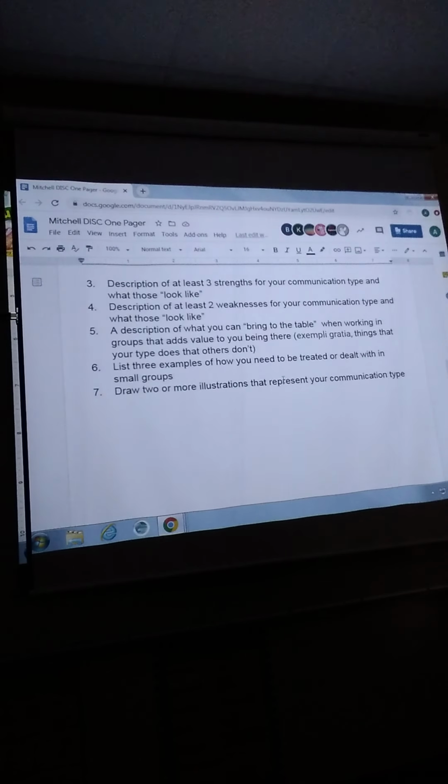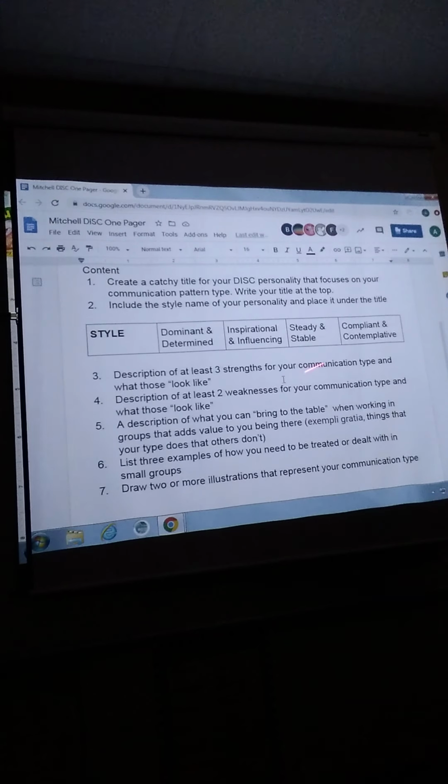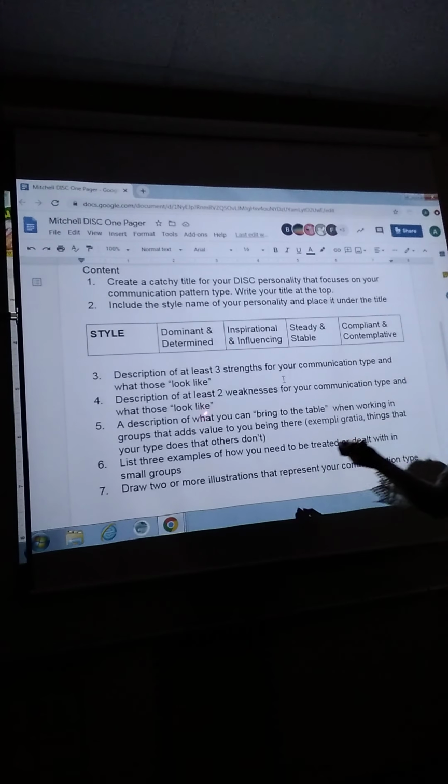Scroll down, okay? Give descriptions, at least 3 strengths for you, for your communication type, and what they look like. Okay, so don't just say, I take control. What does that look like? You need to write a complete sentence that details what does that look like. Okay, so if you say, I take control, what does it look like? Okay, I don't wait for others to tell me what to do. I jump right in and start working on my assignment, my work.